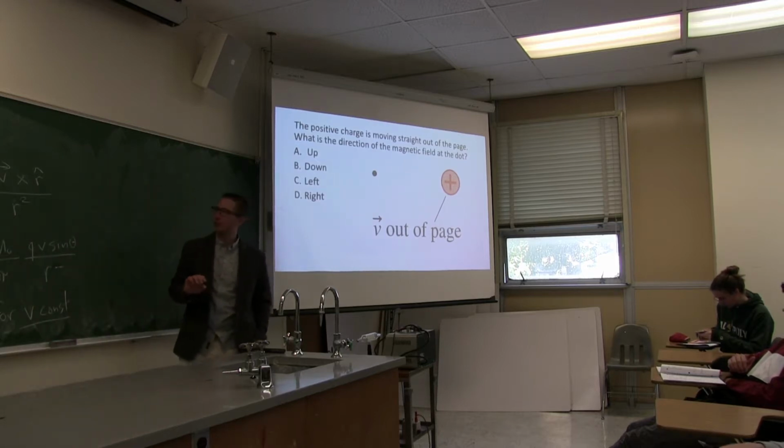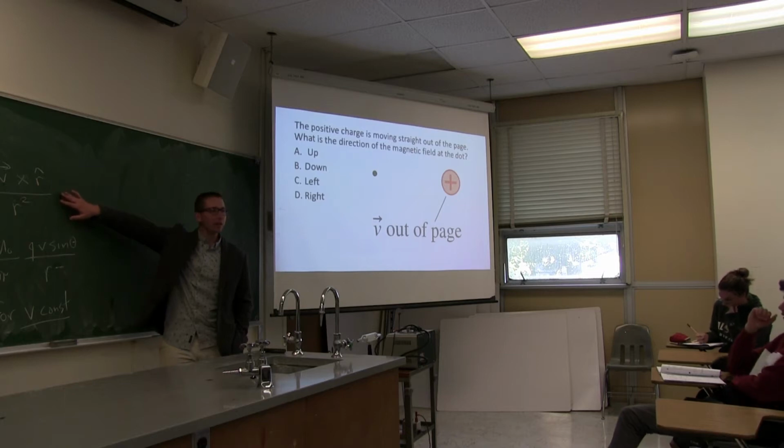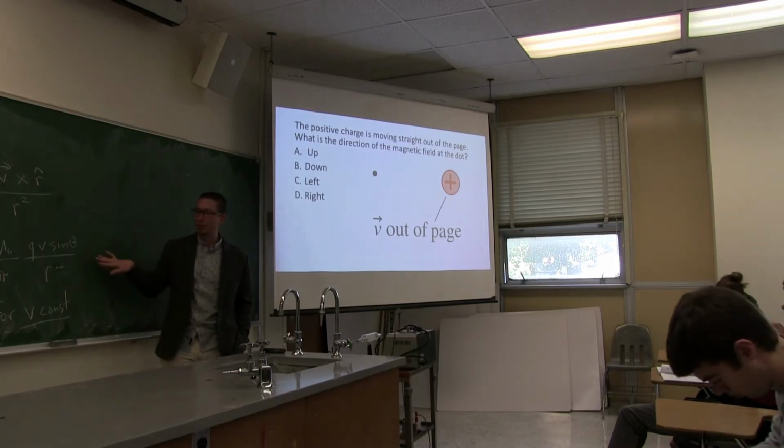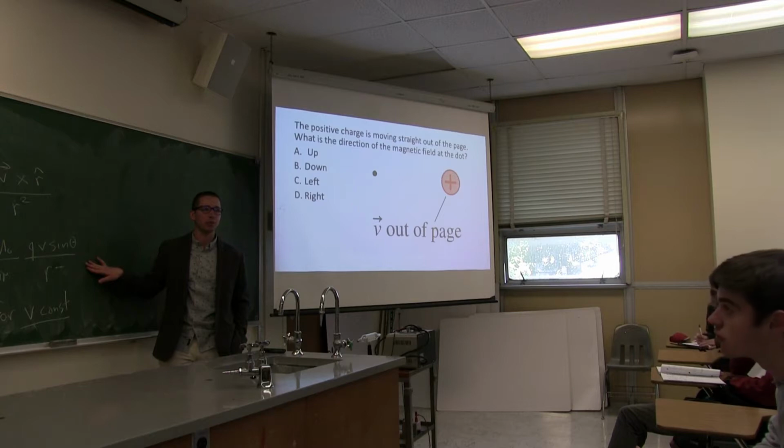So in practice, the right-hand rule, this is a vector equation, and it just tells us the direction of the field. To actually do a calculation, we'd want to use just the magnitude, and then use the right-hand rule to determine the direction.